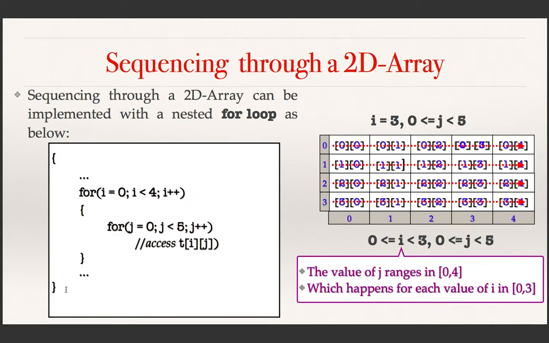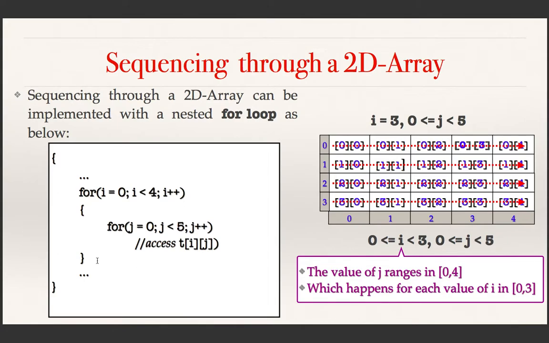So this is the syntax for a systematic processing of a matrix, where in the outer loop you vary the row index, and for each row you vary the column index from 0 to the number of columns minus 1. Here there is a typo, it should be 4. I think the structure of the code is clear to all of you.